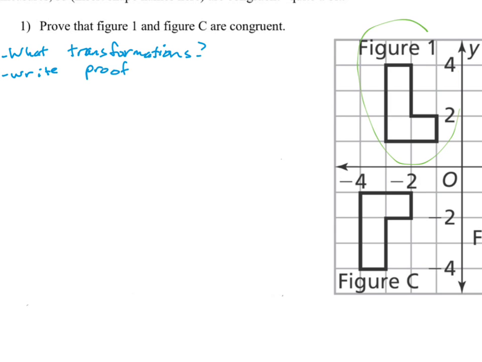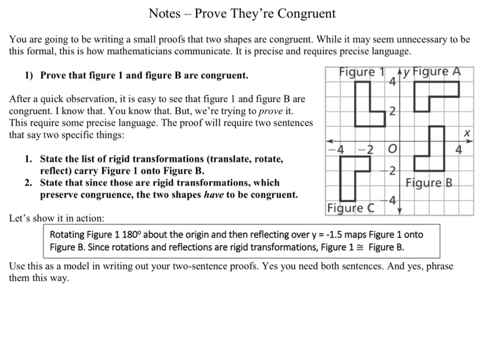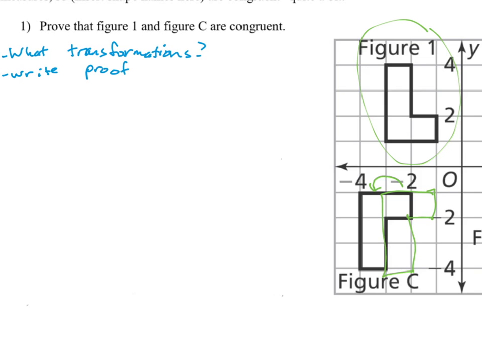Hopefully you caught on that if you reflect this over the y-axis, it's going to be here, and then you translate left 1 unit. So those are my transformations. So now you need to write out the proof. Go back to that little note paper, see if you can write out a proof looking like this. It's 2 sentences. How do you go from 1 to C? Listing the transformations, and then state that those are rigid and so they're congruent. So pause the video, see if you can get it all written out.